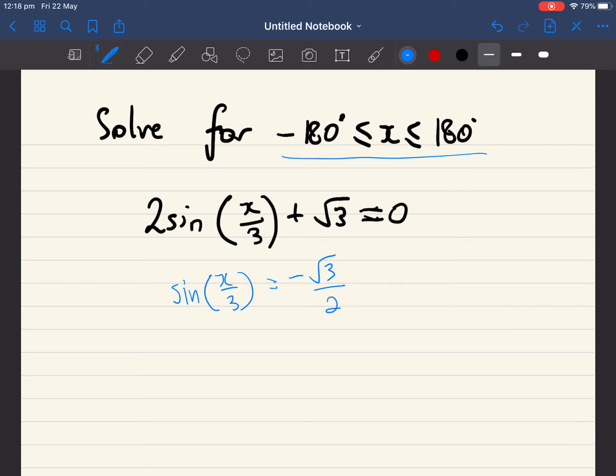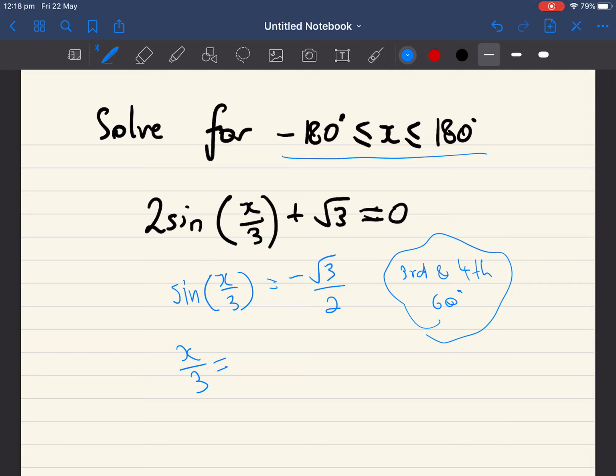All right, sine is negative. So sine's going to be negative in the third and fourth quadrants. And what makes sine root 3 on 2? So shift sine, or inverse sine, of root 3 on 2 gives you 60 degrees. So we're going to be dealing with some solutions in the third and fourth quadrants, the equivalent of 60 degrees.